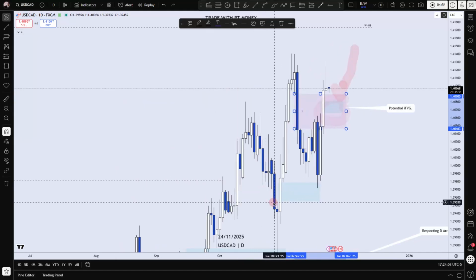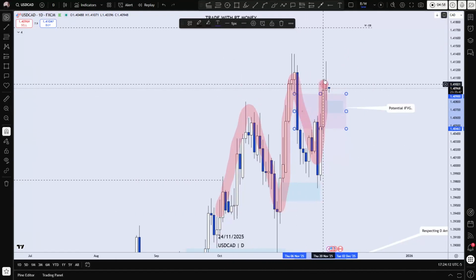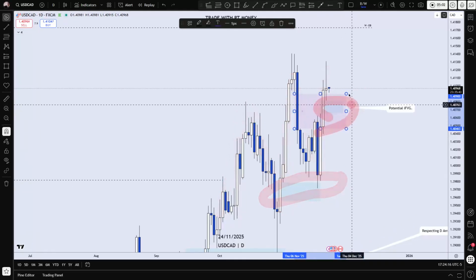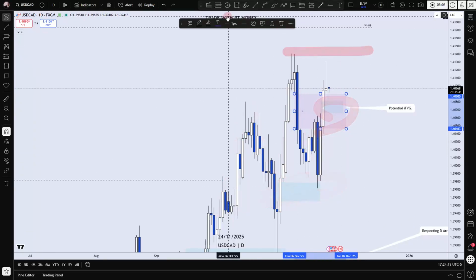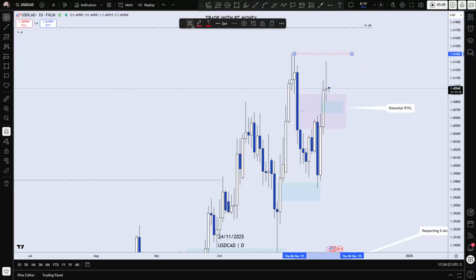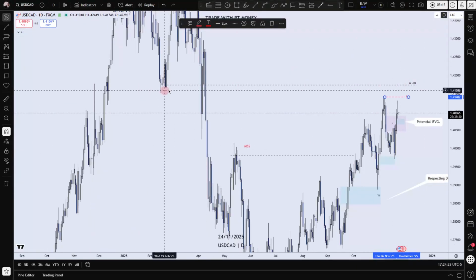And I think that's the case because we are trending higher and respecting bullish PD arrays. So I'm looking for this high to be the next liquidity high that we'll be heading towards as the market heads up towards this weekly fair value gap up here, which I believe is the draw.